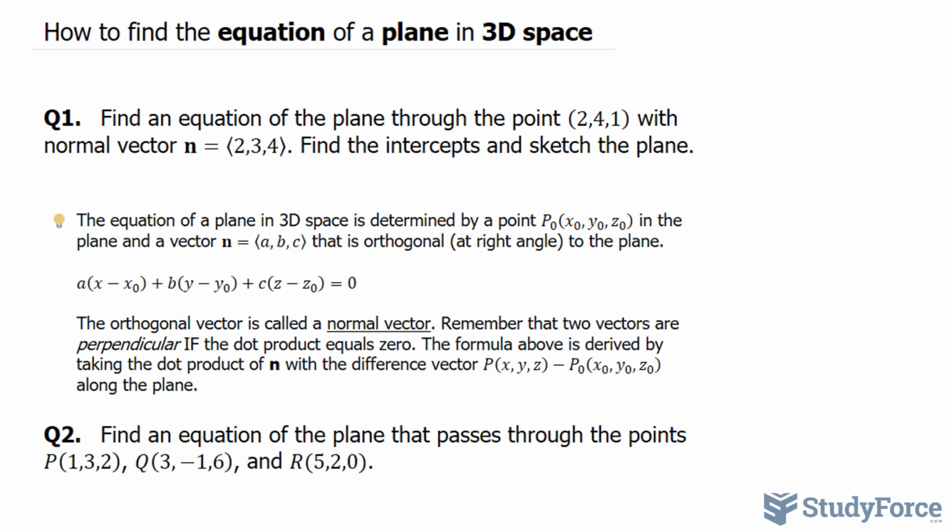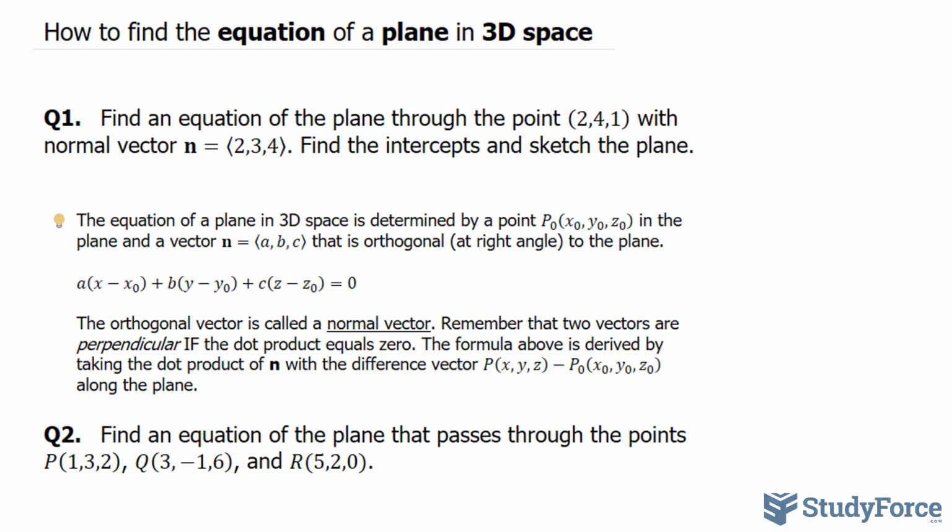Before we start this, I want to go through some important theory, and this will help you understand why we're doing what we're doing here. The equation of a plane in 3D space is determined by two things: a point and a vector n known as the normal vector. And this vector is at right angle to the plane. The equation that you use if you have this point and the vector n is shown right here, and that's what we'll use for question 1.